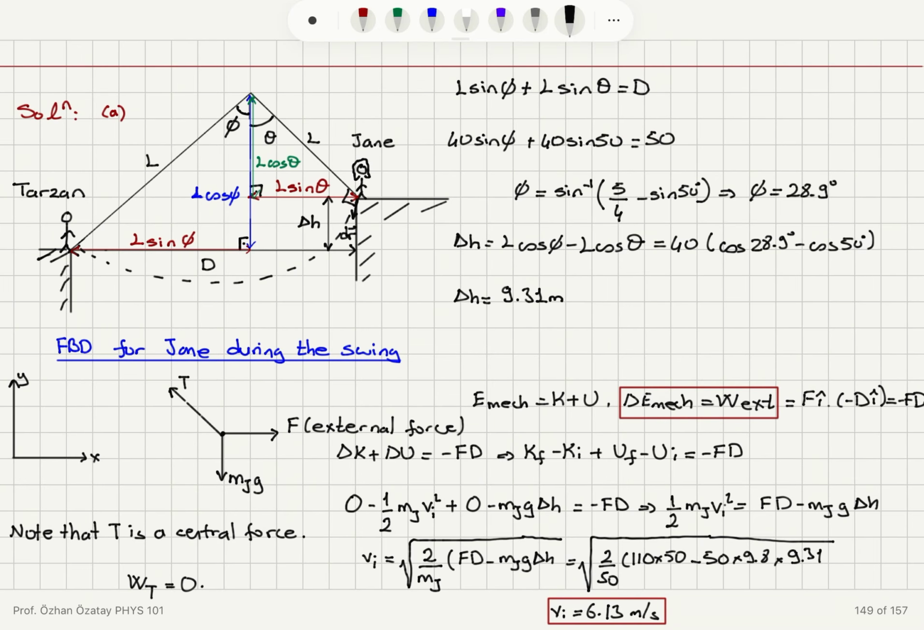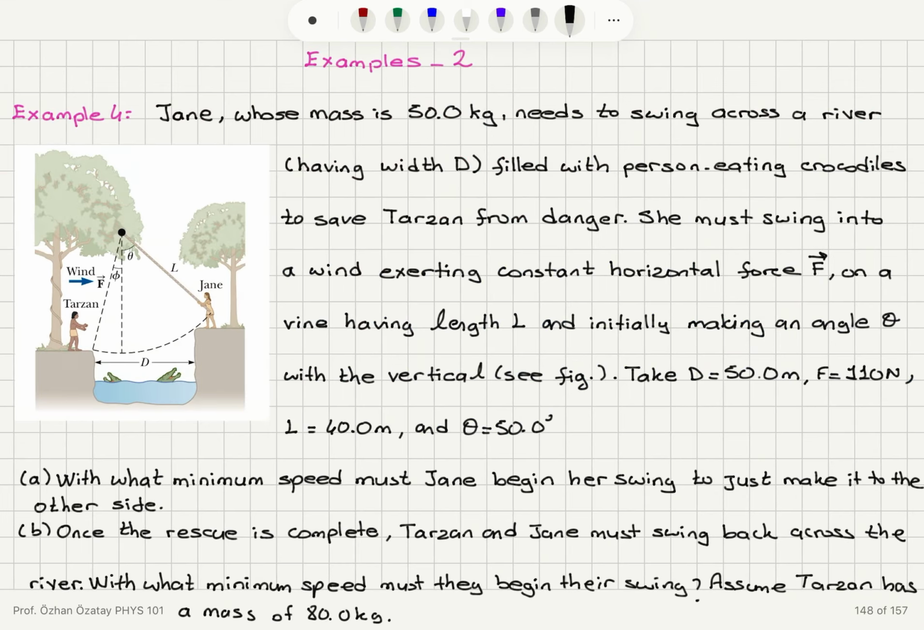Okay, so to summarize, we have Jane and Tarzan on two sides of a river. There's a person-eating crocodile in between, and Jane must save Tarzan. To do that, she goes on this circular path connected with this string with length L to a pivot point on the tree, and they swing back together to the other side. There is always a wind blowing to the right with a constant force F.